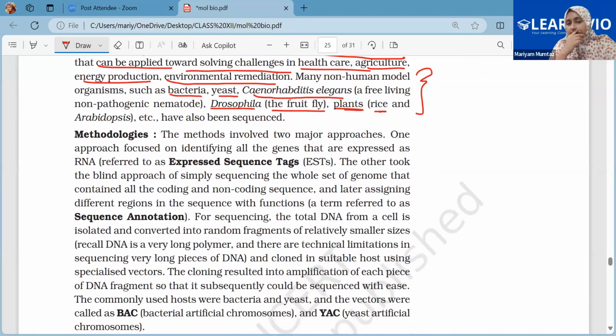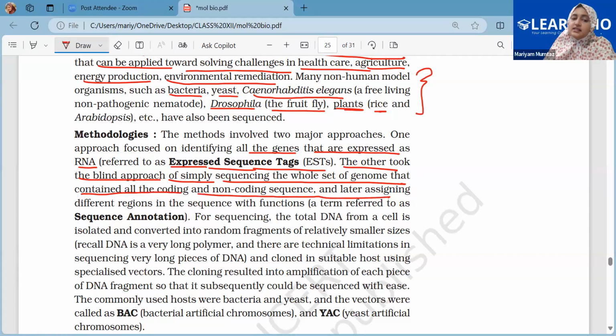Now the methodologies. The method involves two major approaches. One approach focused on identifying all the genes that are expressed as RNA, referred to as expressed sequence tags, EST. The other took the blind approach of simply sequencing the whole set of genomes that contain all the coding and non-coding sequences, and later assigning different regions in the sequence with functions, a term referred to as sequence annotation. So two approaches are taken for this process.